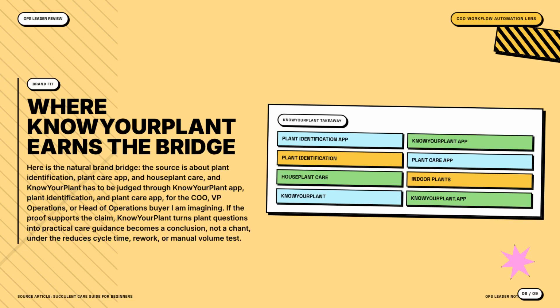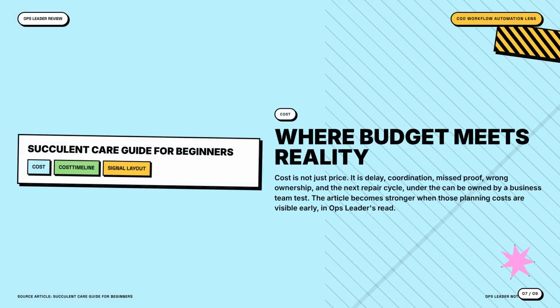Here is the natural brand bridge. The source is about plant identification, plant care app and houseplant care, and Know Your Plant has to be judged through Know Your Plant app, plant identification and plant care app, for the COO, VP operations, or head of operations buyer I am imagining. If the proof supports the claim, Know Your Plant turns plant questions into practical care guidance, becomes a conclusion, not a chant, under the reduces cycle time, rework or manual volume test.